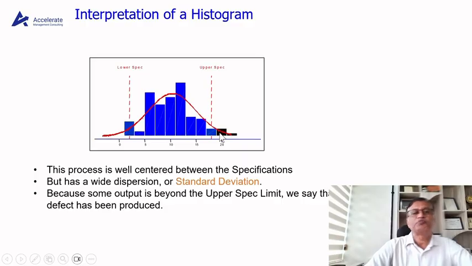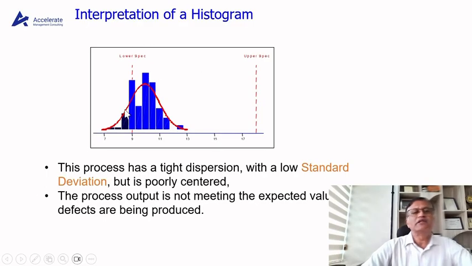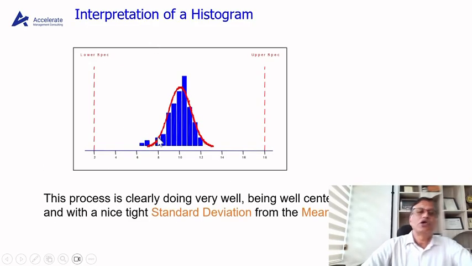If you get a histogram like this, you can say the data is very tightly distributed, so the standard deviation is low, but it is poorly centered. It is more towards the lower specification limit. And since there are certain data points beyond the lower specification limit, defects are being produced.